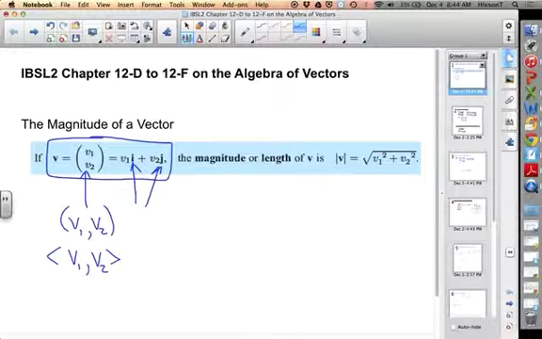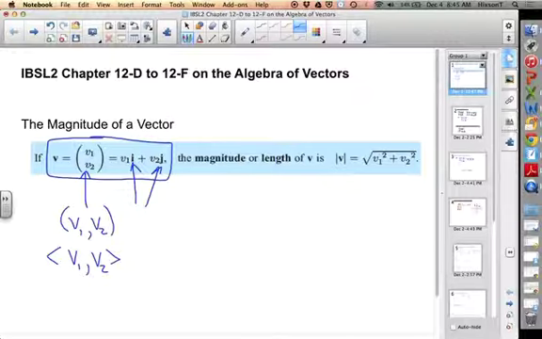Now, magnitude. We already mentioned that magnitude is the measurement portion or the scalar portion of the vector. A vector has both magnitude and direction. If we're talking about a force vector, this would be the number of pounds or newtons. If we're talking about a displacement vector, this would be the distance being traveled. If we're talking about a velocity vector, our magnitude would be the speed that we're going.